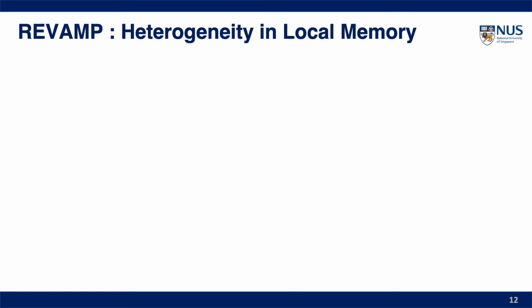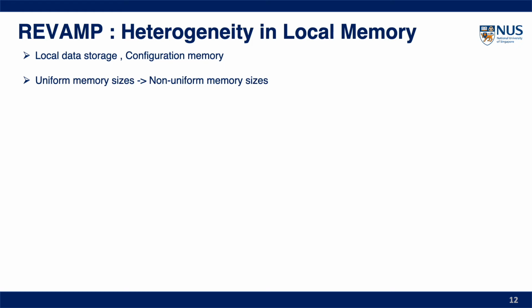The last element is the local memory. 2 types of local memories can be seen in traditional CGRAs: one local data memory and one instruction or configuration memory. A straightforward way to introduce heterogeneity is to diversify the memory sizes. Going beyond, it was seen that there is a homogeneity within the configuration memory itself.